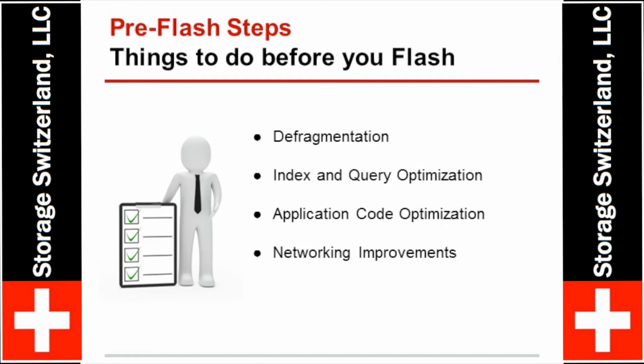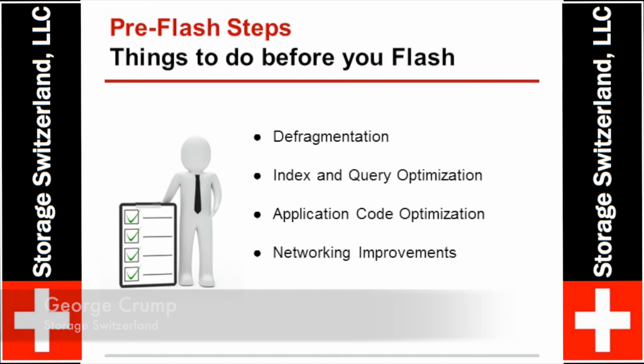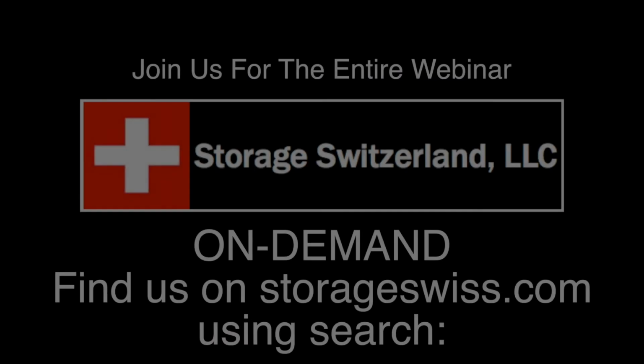And then finally is network improvements. This one to me is really important, and one you can't overlook. You've got to make sure that the network is up to snuff to be able to deliver. And that, by the way, is true no matter where you put Flash. If it's hyperconverged or shared, the network does become a gating factor.